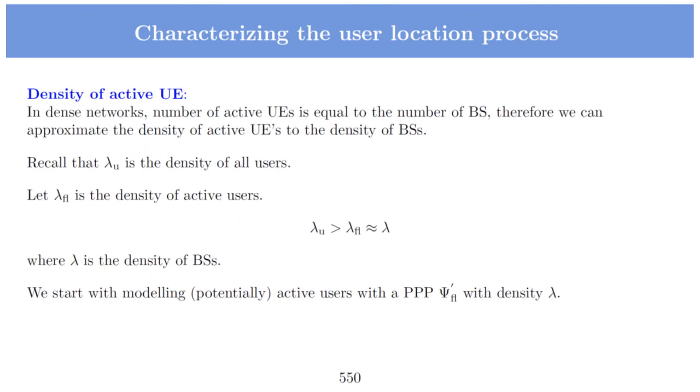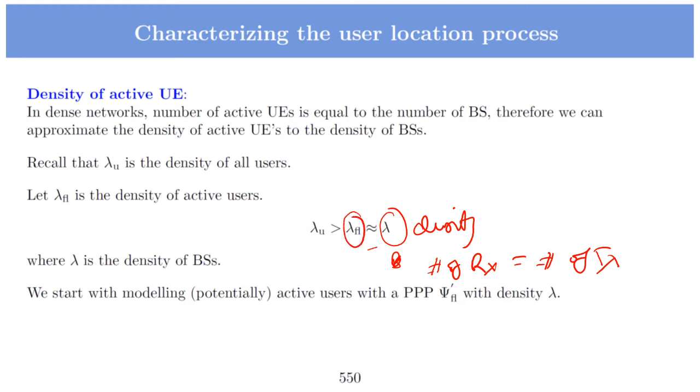So now we will first calculate the density of the active users. If there are lambda base stations, lambda density for base stations, then the number of receivers is equal to the number of transmitters, right? That is easy to see. So it can be seen that lambda active should also be approximately equal to lambda. Lambda active should ideally be equal to the user density.